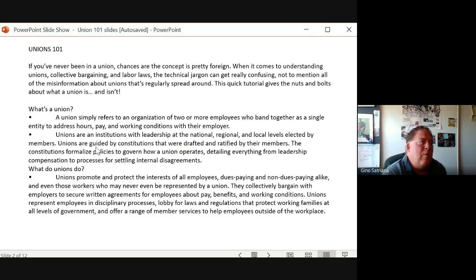So we represent everyone that is included in that collective bargaining unit agreement, and that's what the union does. It bargains with the employer, which would be our district, on benefits, pay, working conditions, disciplinary actions and processes. We also lobby for laws and regulations like the PEBA, the Public Employees Bargaining Act, at the state level, and we also get to go to the national level. We work with all levels of government to be able to offer a lot of ranges of help for the members outside the workplace.